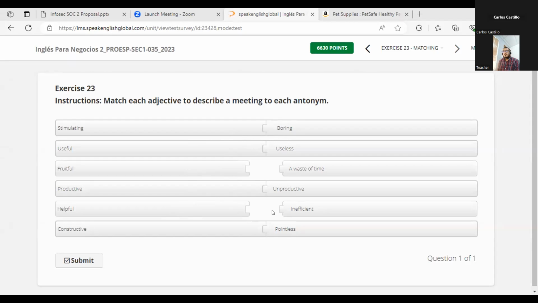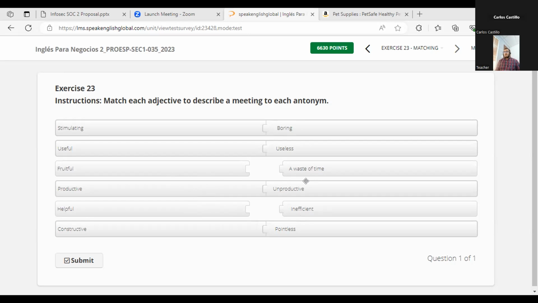I have tried to put these two differently. So I said fruitful is not a waste of time, helpful is not efficient, and I put them on the other side. I tried to put inefficient on fruitful and a waste of time on helpful, and it doesn't go further. Do you know if there's a problem with this exercise, or if I'm doing something wrong?